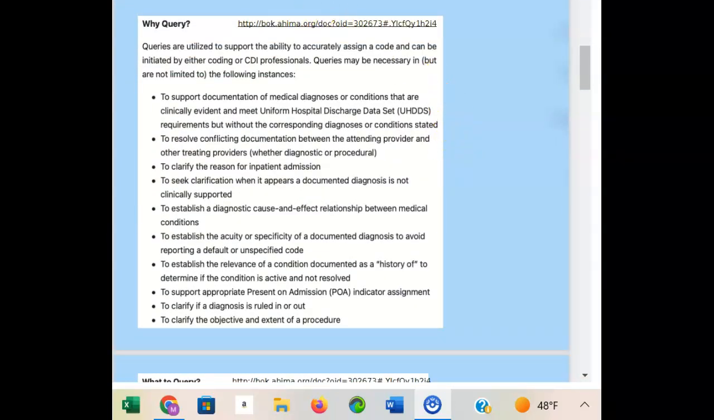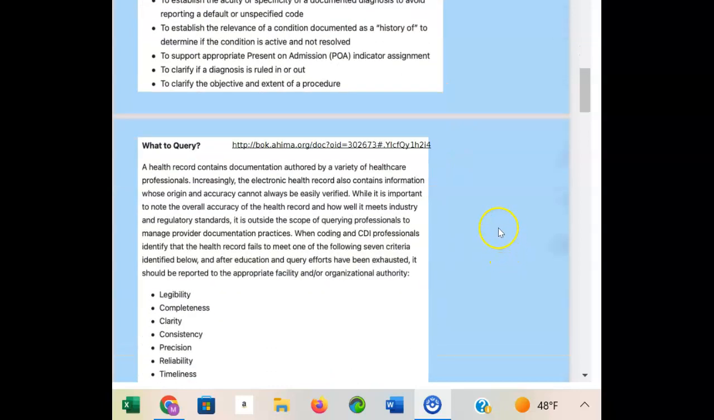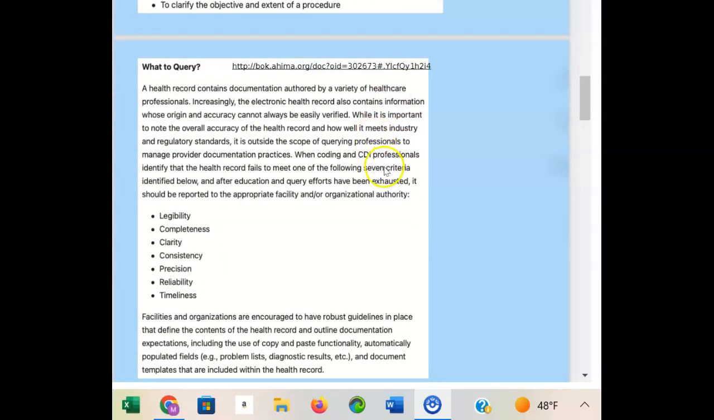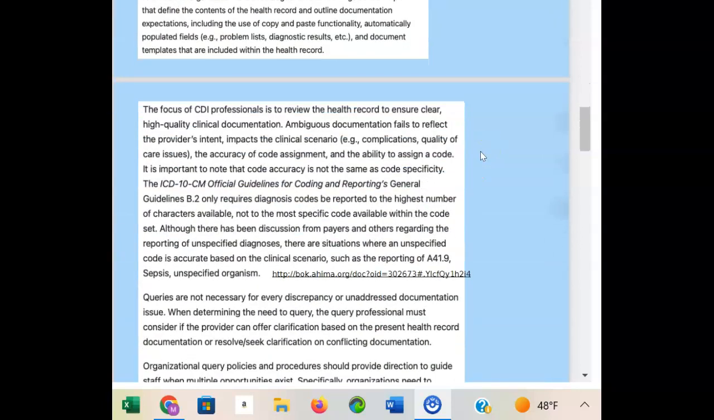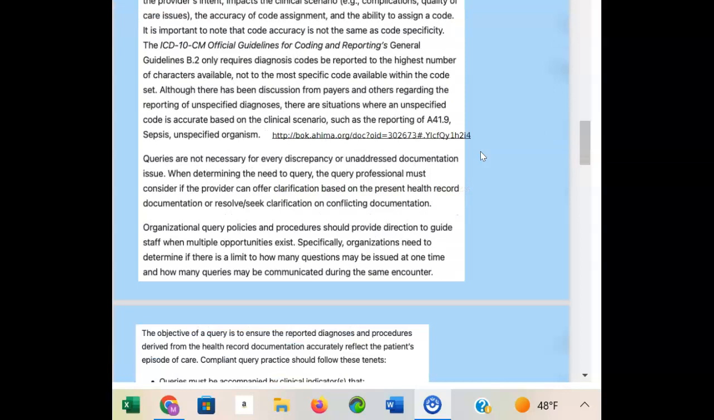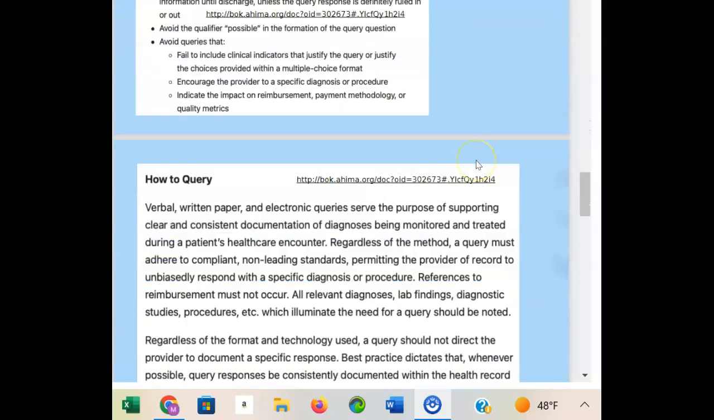You can just read here why query. What to query. I'm still going to go with that example with the x-ray in the knee, and this is how I want to go down here.